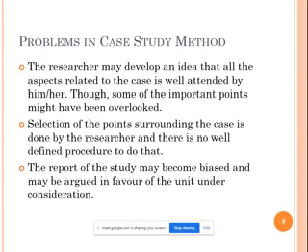The report of the study may become biased and may be argued in favor of the unit under consideration. So it is very important for the researcher to remain unbiased. For example, suppose you are studying a case of a particular organization, why this organization could not survive long or has gone downwards over the years. When you perform this study, you have to consider all, both internal and external cases, implicit and explicit.